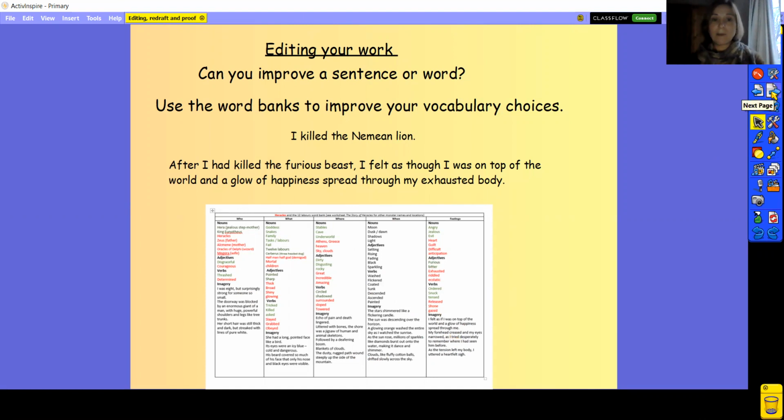So you can do that too. Oh, that's the challenge. You need to make sure you do 3 sentences. So you've got to improve or edit 3 sentences. Use the word bank to help you.